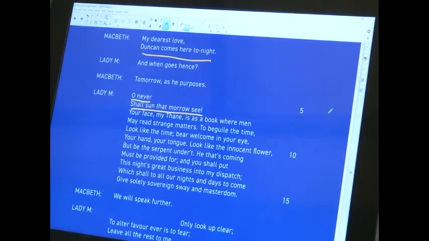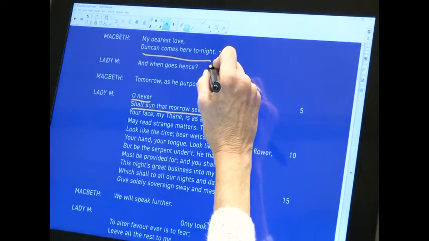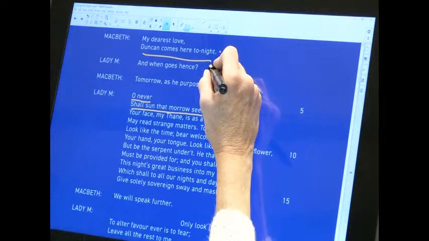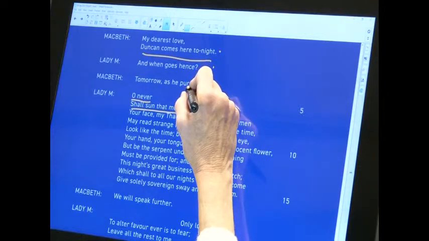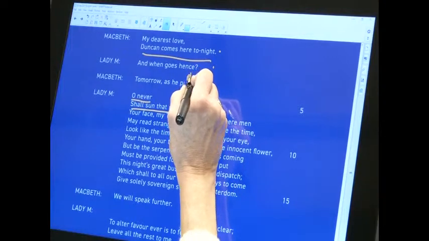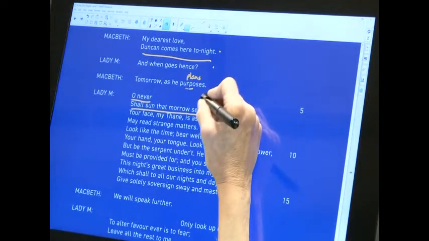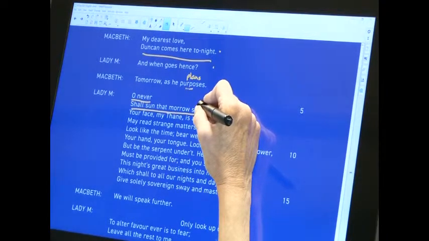"My dearest love, Duncan comes here tonight." "And when goes hence?" So Duncan is coming here to us tonight. When is he leaving? "And tomorrow, as he purposes." Now this word is very important here, because this is what he plans to do. This is what he's planning. And she says, "Oh, never shall sun that morrow see."